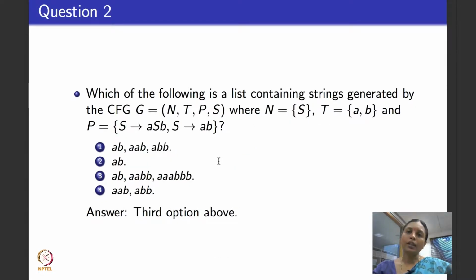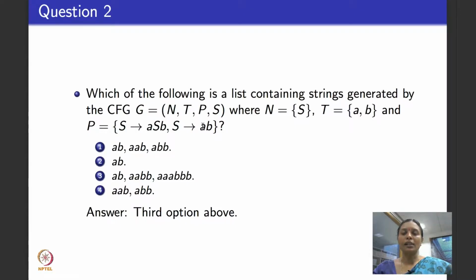Question number 2 was related to context-free grammars and context-free languages. It gives you a context-free grammar as follows. Every context-free grammar, if you remember, is described by a 4-tuple N, T, P, S, where N is the set of non-terminals, T is the set of terminals, P is the set of production rules, and S is one special non-terminal called the start symbol. In this grammar, the set of non-terminals is just the start symbol S. The set of terminals, or the alphabet, is the set a, b.